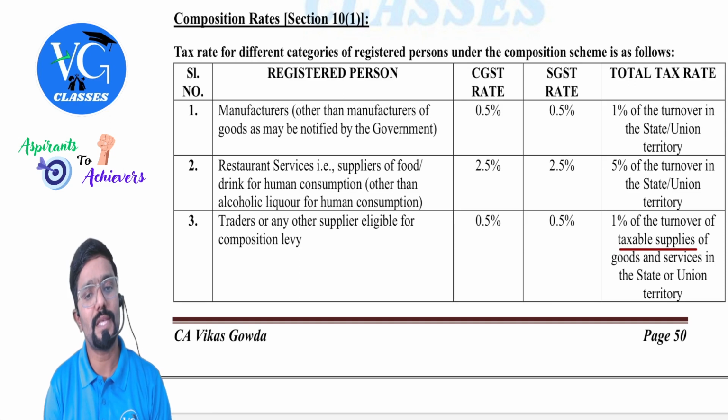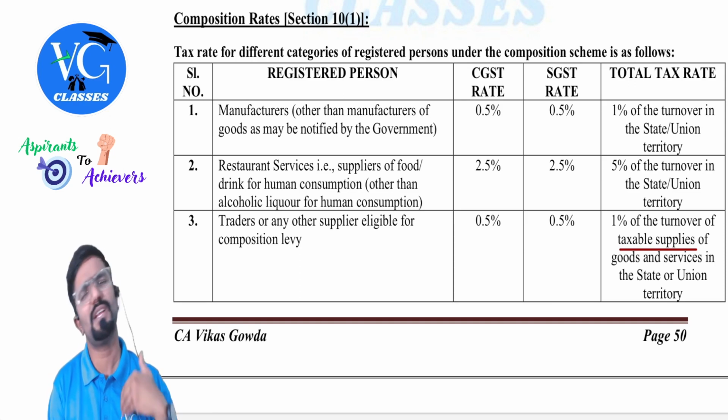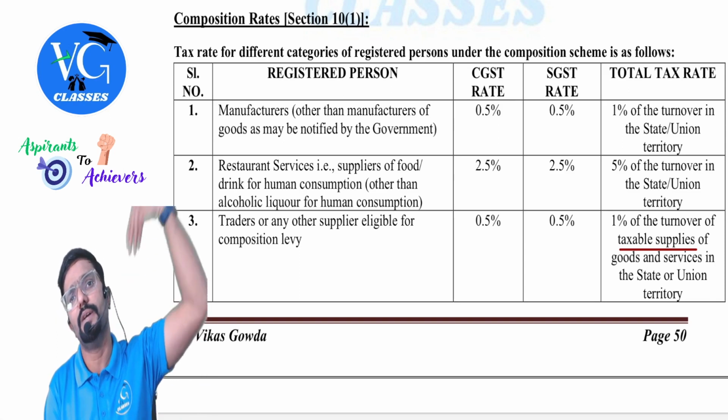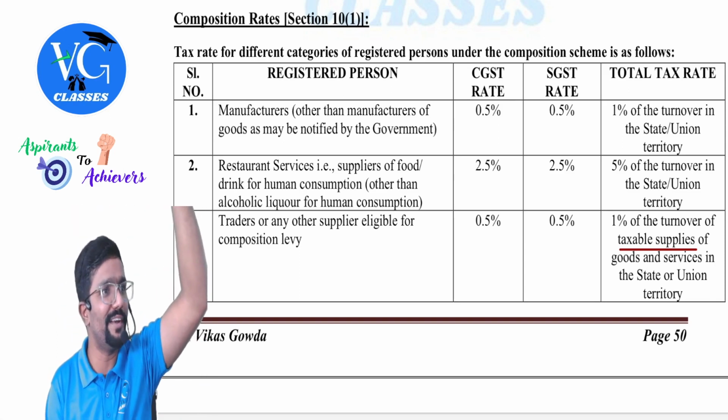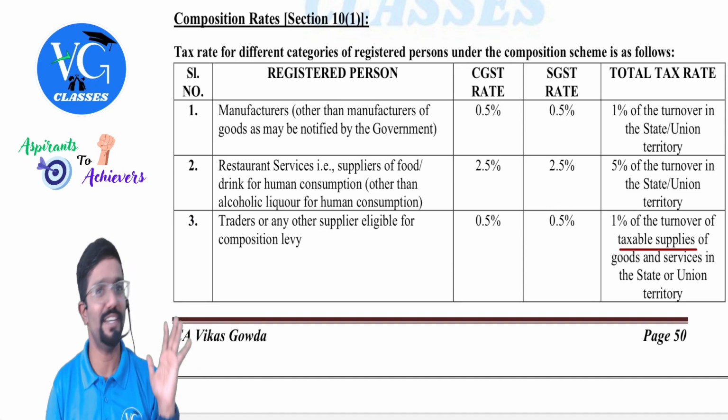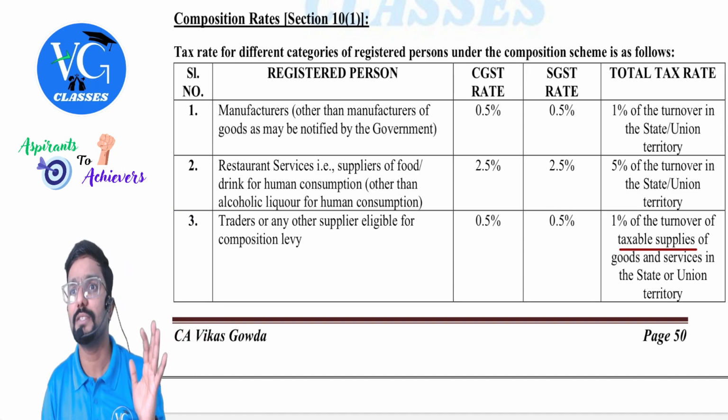Restaurant services, that is the supply of food or drink for human consumption other than alcoholic. Because alcoholic liquor for human consumption is completely outside GST. So if it is a bar and restaurant, is it covered here? No, only restaurant. Correct? Questions?